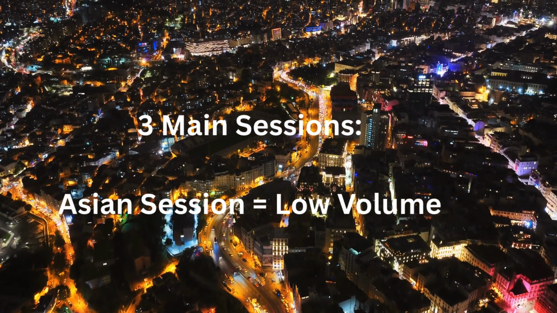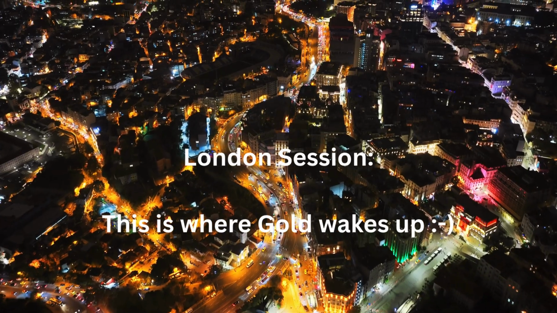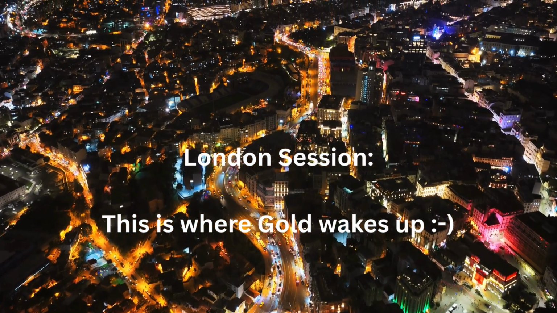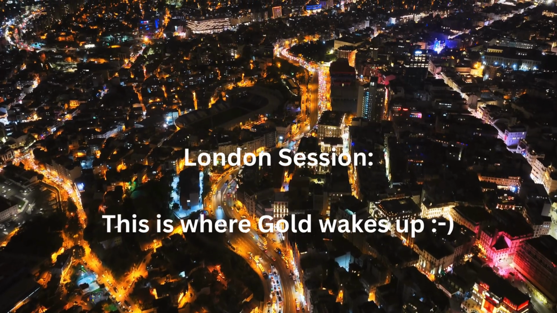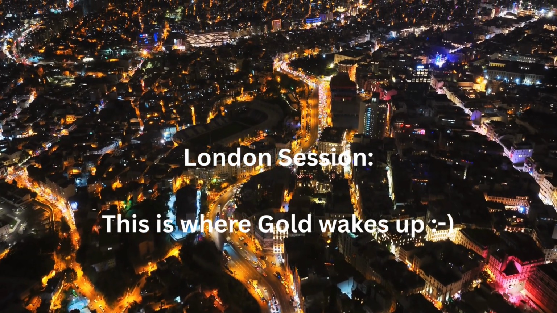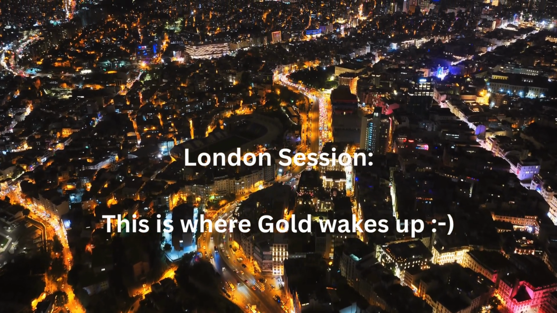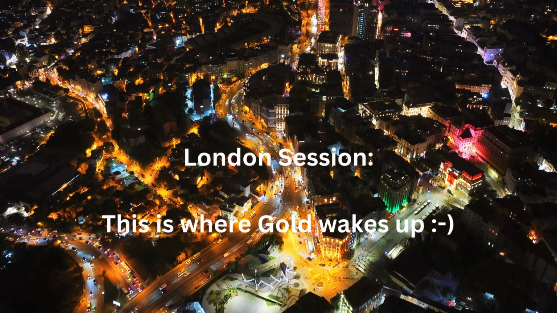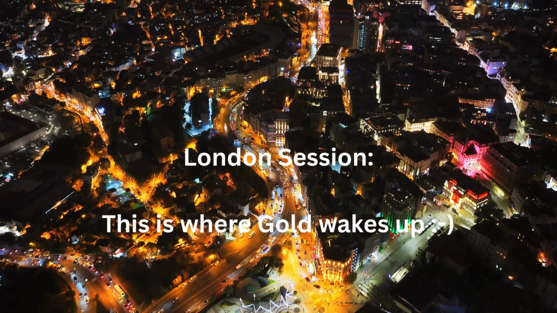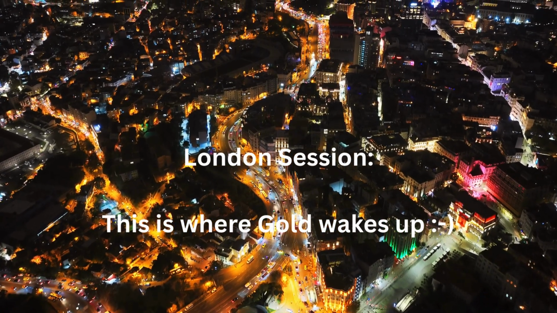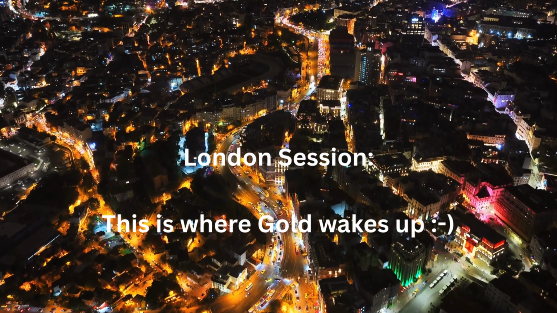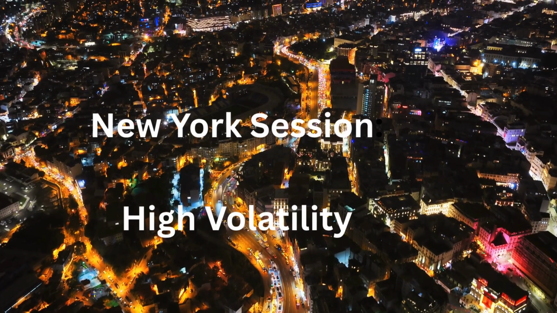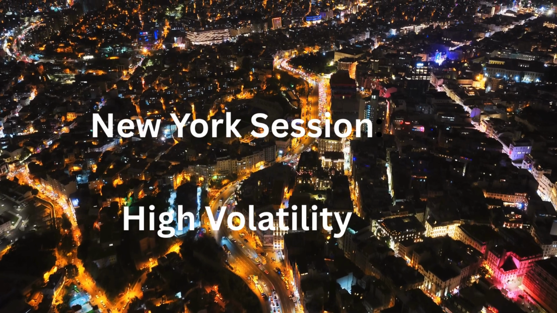Then we have the London session. And at this point, gold is waking up with a lot of institutional volume. This is a great session to trade, and most advanced traders use this slot as their primary session. For me, I like to interchange between London and New York. It really just depends on what price is doing in either session. If I get a good supply and demand setup in the London session, I'm taking it. And third, we have the New York session.